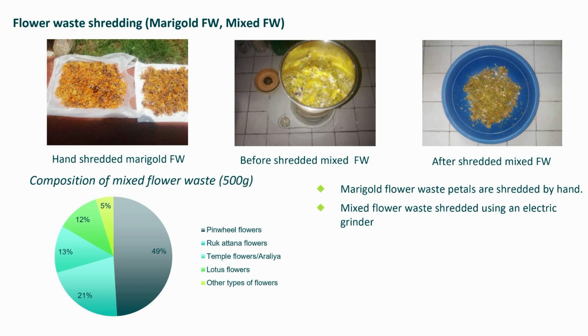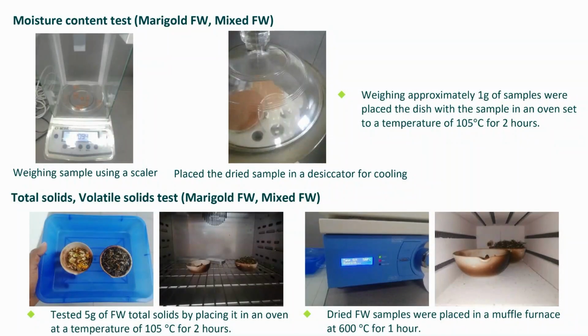Mixed flower waste was shredded using an electric grinder. Marigold flower waste petals are shredded by hand. Moisture content, total solids, and volatile solids are the most important parameters of feedstock to produce biogas. Higher total solids, higher volatile solids, and lower moisture content directly impact higher biogas production.